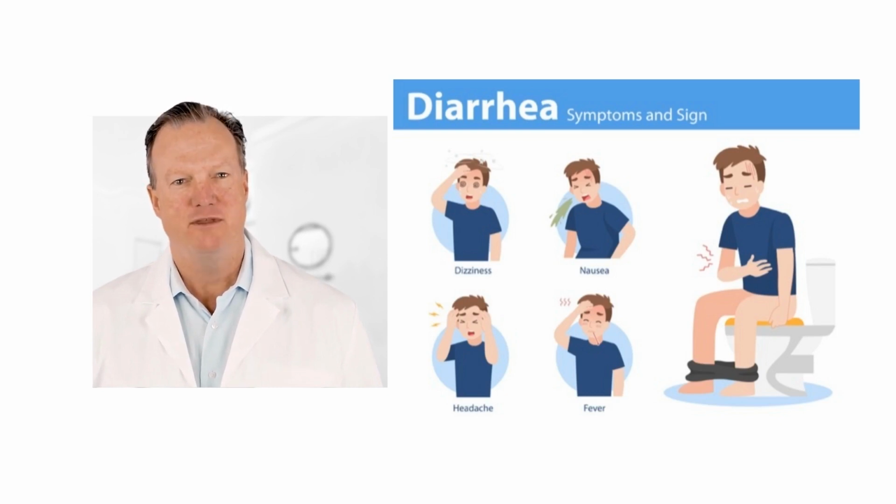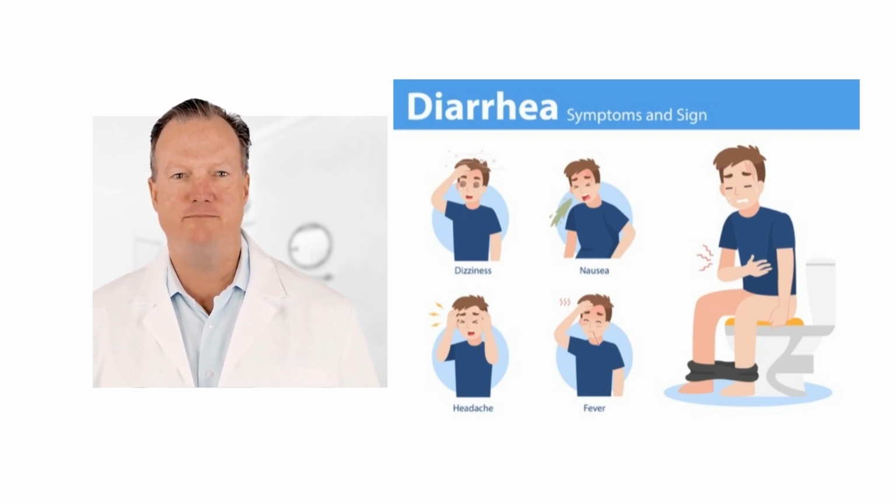Acute diarrhea is a common problem that typically lasts 1 or 2 days and goes away on its own. Persistent diarrhea lasts longer than 2 weeks and less than 4 weeks. Chronic diarrhea lasts at least 4 weeks. Chronic diarrhea symptoms may be continual or may come and go.